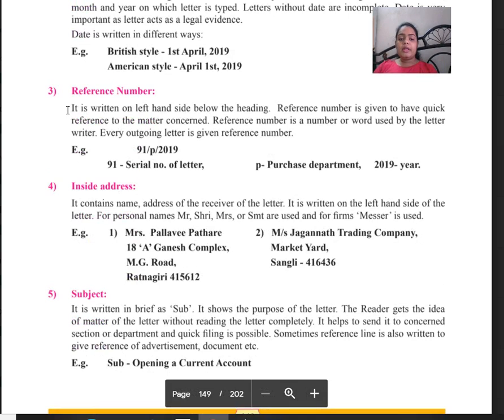Reference number. It is written on the left side below the heading. Reference number is given to have quick reference to the matter concerned. Reference number is a number or words used by the letter writer. Every outgoing letter is given a reference number.